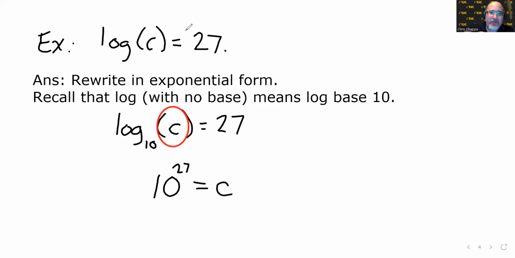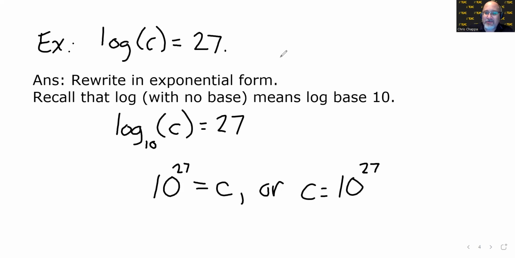So 27 is the power that turns 10 into C. Watch again as I say it again. 27 is the power that turns 10 into C. And just like before, we have practically the equation solved because it says equals C, but we could easily turn that around and say C equals 10 to the 27th power.